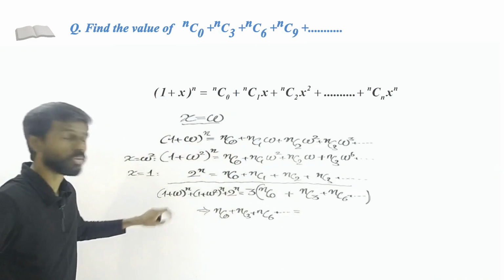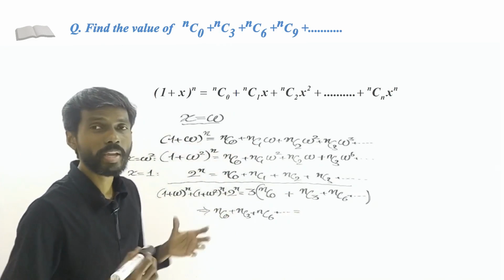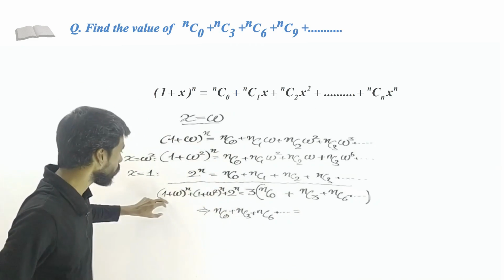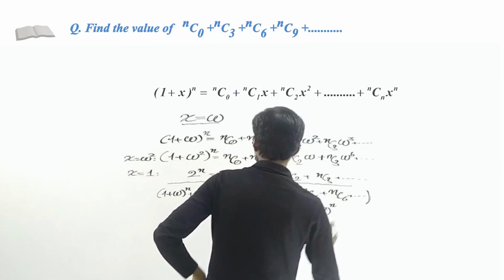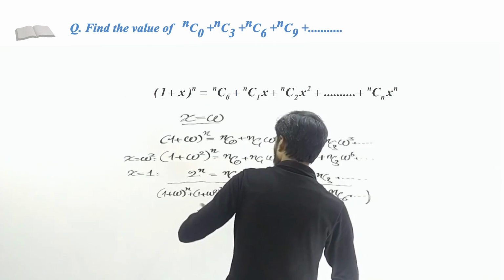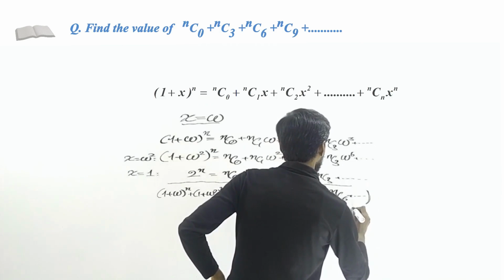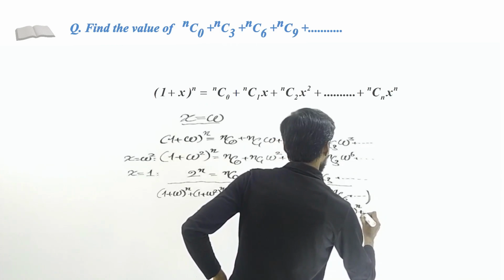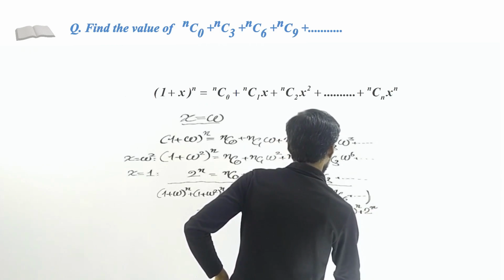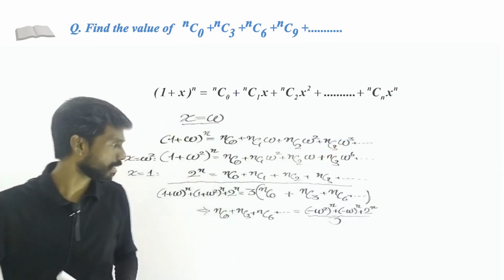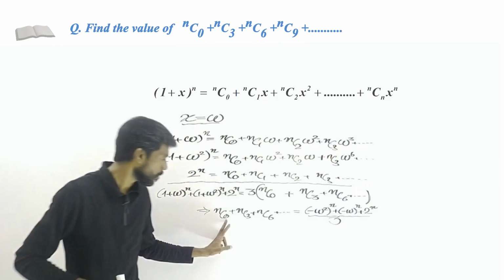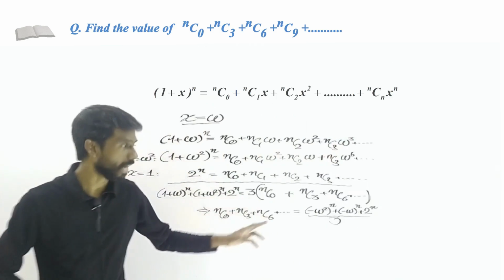Before that, 1 plus omega plus 1 plus omega square, that is 0. That means 1 plus omega is minus omega square. So that is minus omega square to the power n. And similarly, 1 plus omega square is minus omega. So minus omega to the power n plus 2 to the power n, the whole thing divided by 3. That's all. So this is the sum of all binomial coefficients at multiples of 3. That has this value.